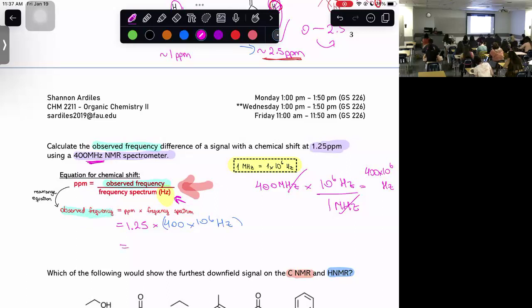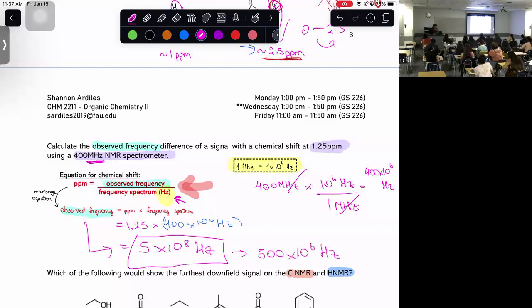Now, hopefully some of you have your calculators on hand, or you can use your phone as well. So what number are you finding right now? 2.5? That one is actually correct. 5 times 10 to the 6 hertz. That's going to be your observed frequency. Actually, it's going to be to the 8, not 6, because the answer is equal to 500 times 10 to the 6 hertz.